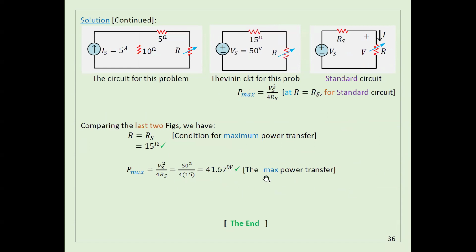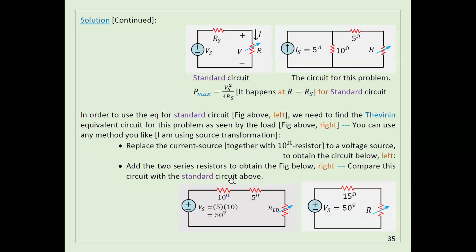Any questions? Yes, sure. When you converted the current source to a voltage source, does the resistor have to be in parallel with it, and changing it to series? Is that the only situation where that works?